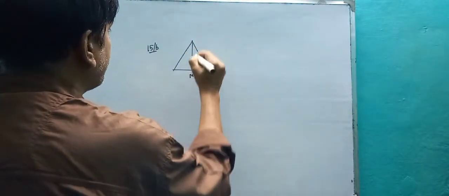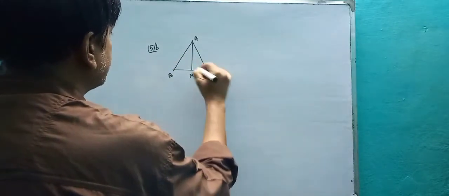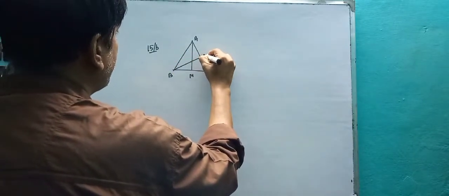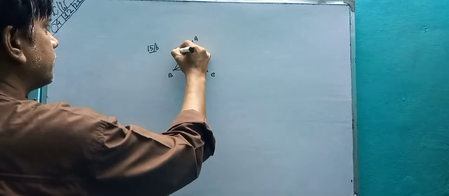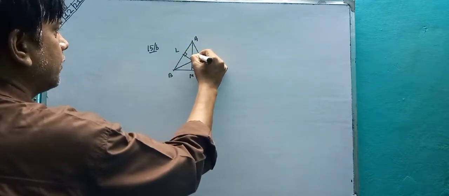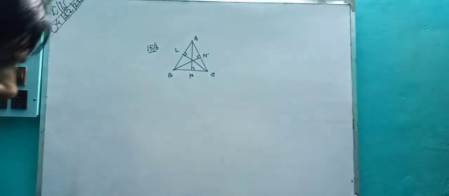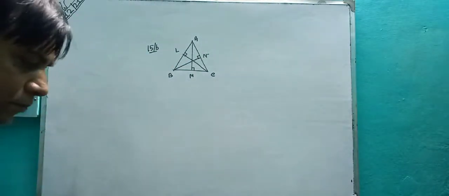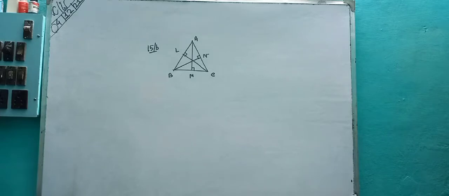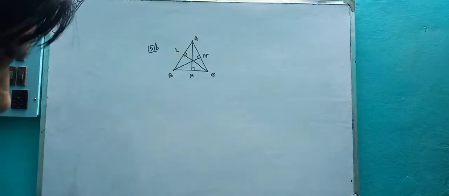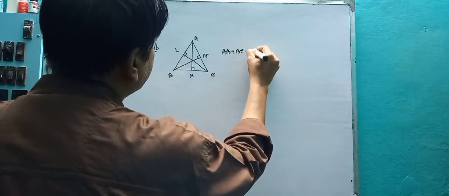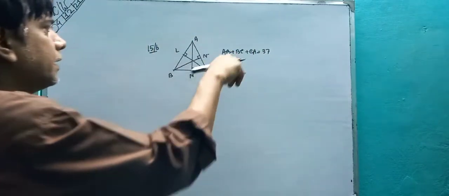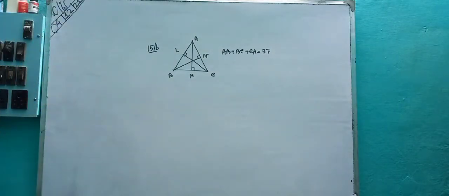AM, ABC, AM, BN, and CL. Okay. Then the question asks, with both values given, calculate the lengths of the sides of ABC. I am required to find the sides of ABC. From the question you can get that AB plus BC plus CA is equal to 37 meters. Why? Because the perimeter is given in the question paper.